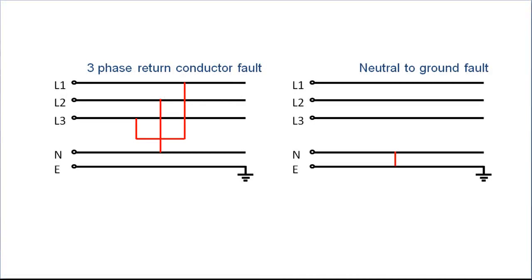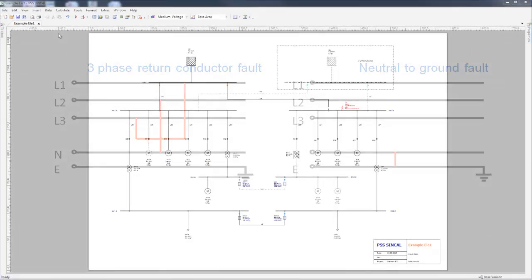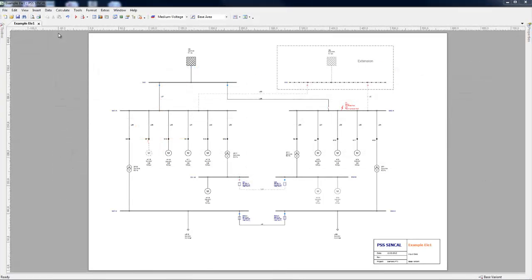PSS SINCAL also provides a full 4-wire system model, enabling the modeling of short circuits in all phase combinations, including neutral to ground faults. Additionally, in the module multiple faults, PSS SINCAL is able to calculate any combination of faults.